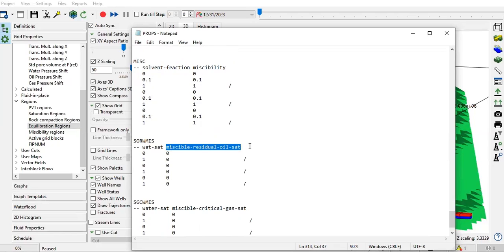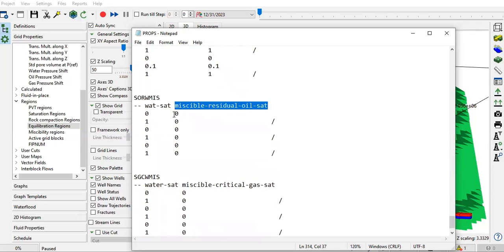So there will be difference between immiscible injection and the miscible injection with regard to the residual oil saturation. Of course, the residual oil saturation will be smaller in miscible injection, miscible displacement. In this case, it's quite extreme. The miscible residual oil saturation is 0. So it's like you can push all the oil out of the pores, which is really not real, by the way. But for the sake of simulation, we can take it.